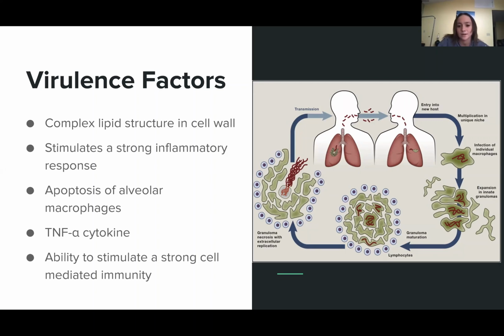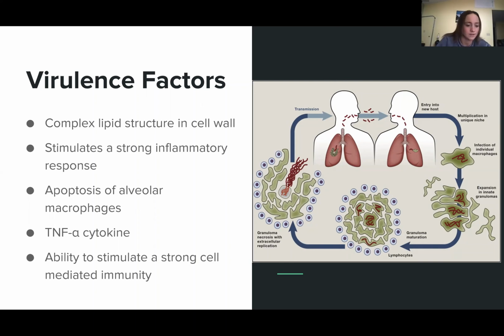TNF-alpha is a cytokine produced by the host's immune response that is crucial to controlling the infection. It helps to restrict dissemination of the organism throughout the host. A study performed on mice showed that if too little TNF is present, the host is not able to prevent dissemination, and if too much TNF-alpha is present, severe lung inflammation and early death can occur. This is a lose-lose situation for the host.